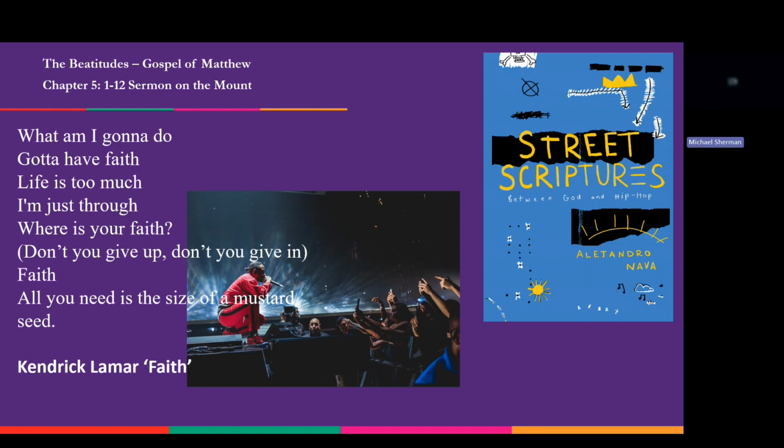What am I going to do? Gotta have faith. Life is too much. I'm just through. Where is your faith? Don't you give up. Don't you give in. Faith, all you need is the size of a mustard seed.